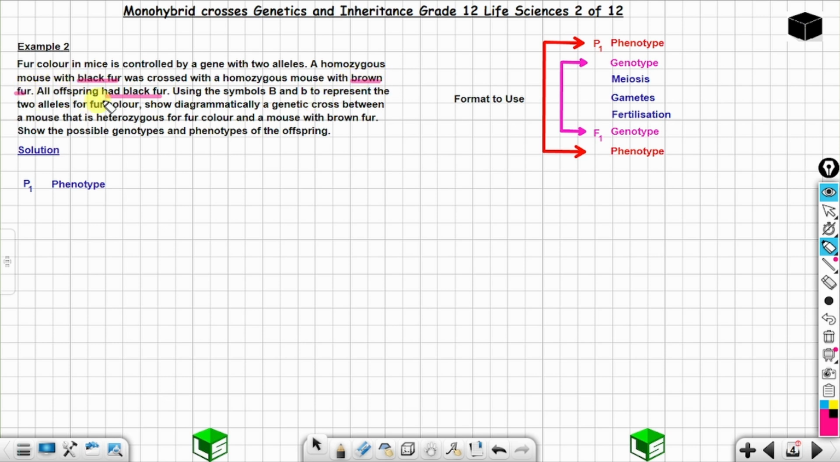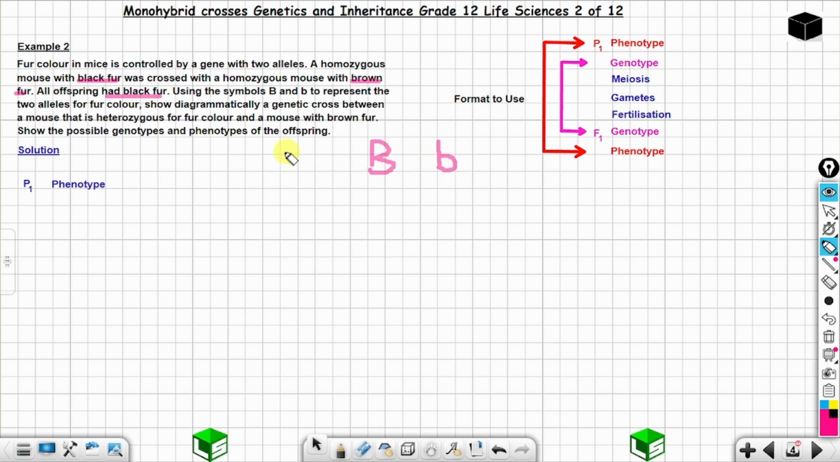Brown is recessive. When you carry on, you are told to use the symbols capital letter B and lowercase b to represent the two alleles for fur color. Because black is dominant, you are going to use capital letter B for black, and brown is not expressed. So brown is recessive. You are going to use a lowercase b for brown.